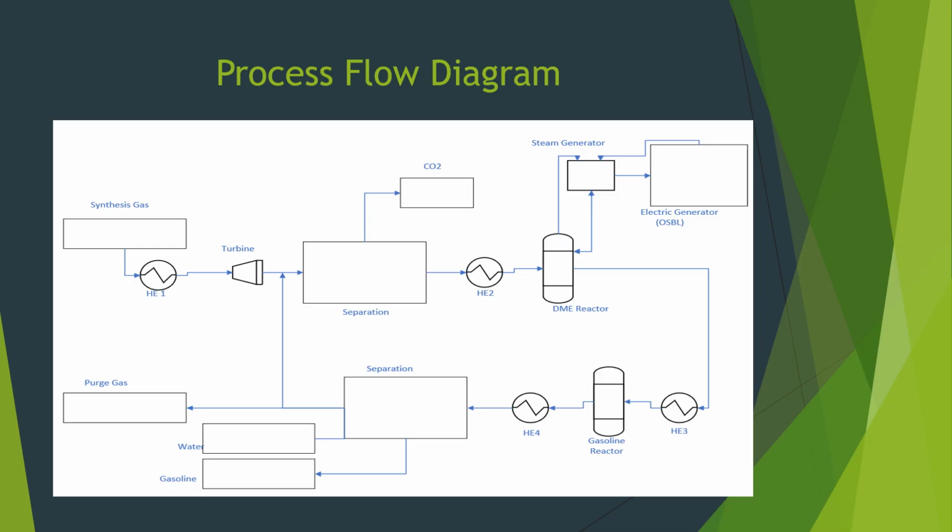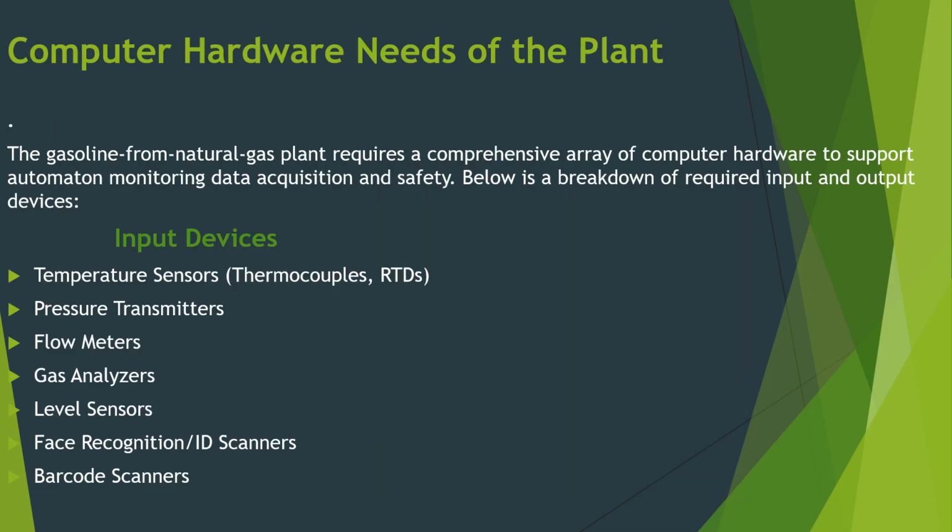Let's quickly look at some of the computer hardware needs of the plant. The gasoline from natural gas plant needs a comprehensive array of computer hardware to support automation, monitoring, data acquisition, and safety. Below is a breakdown of required input and output devices of the plant.